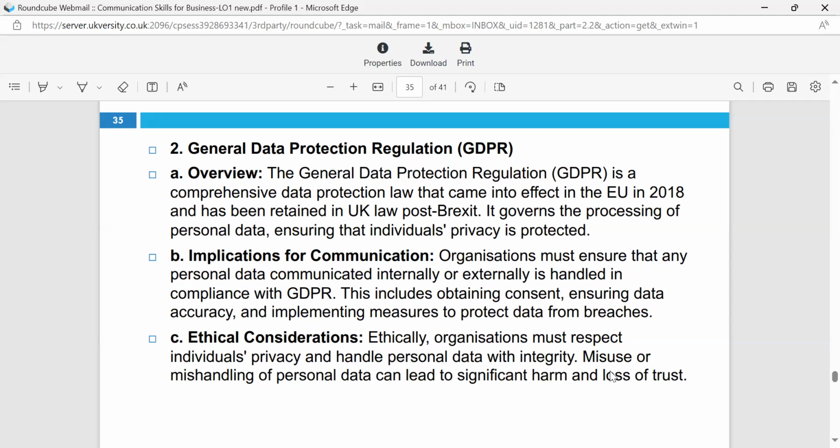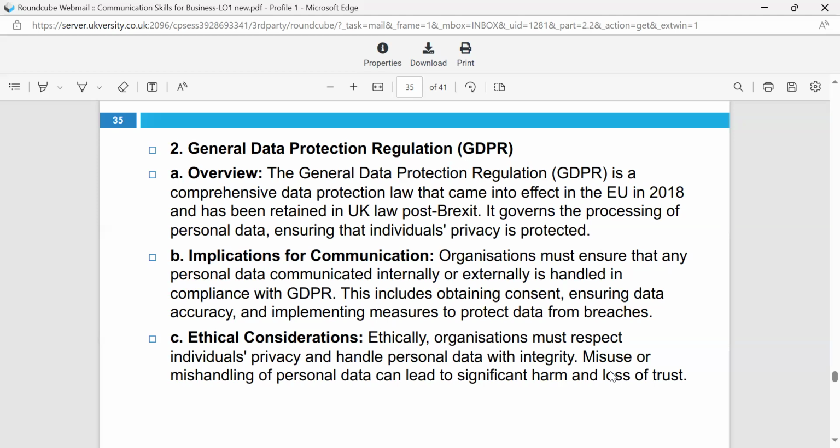The Act is important because it keeps everyone's information accurate and up to date, but it's protected as well, making sure that there's no misuse of information. The implications for the General Data Protection for communication is that organisations or businesses must ensure that any personal data communicated internally or externally is handled in compliance with GDPR, which is the General Data Protection Regulation.